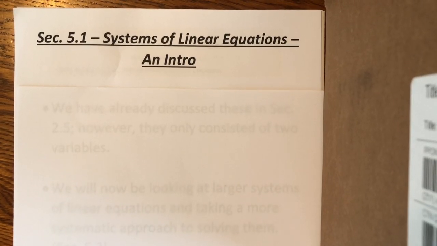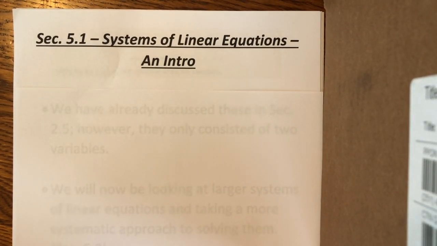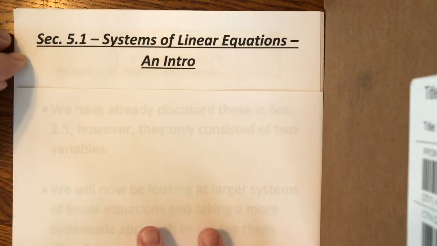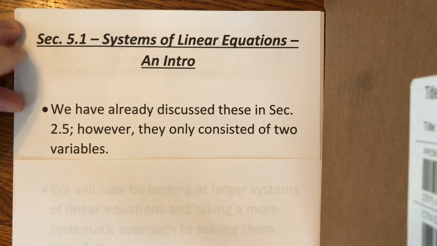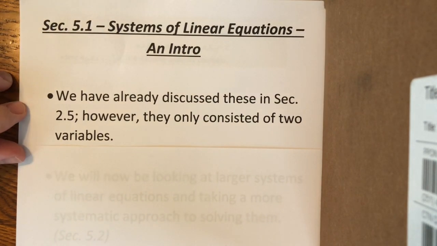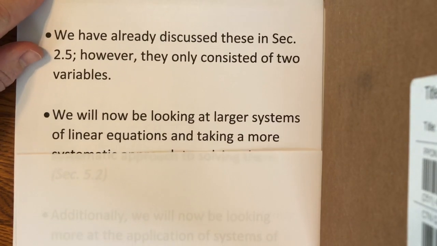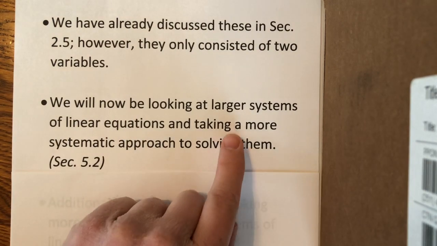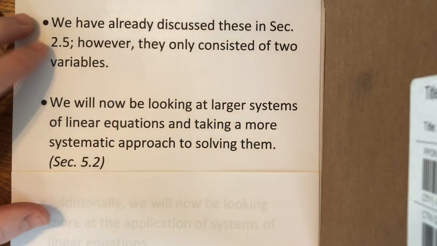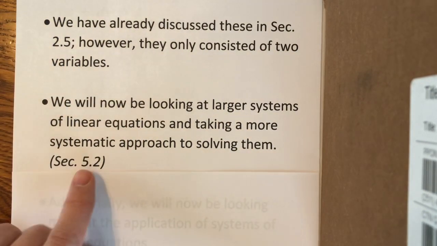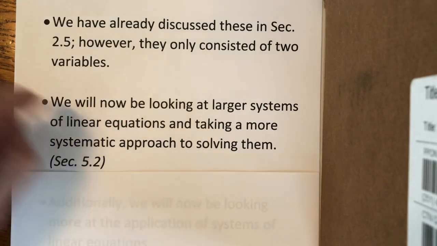Hello, we are going to be looking at section 5.1, Systems of Linear Equations, an Introduction. So we've already looked at some systems way back in section 2.5, but these only consisted of two variables, primarily x and y. We did discuss a couple of ways to solve those systems. However, what we're going to be doing now is looking at larger systems, and because they're larger, we're going to be taking a systematic approach to solving them.